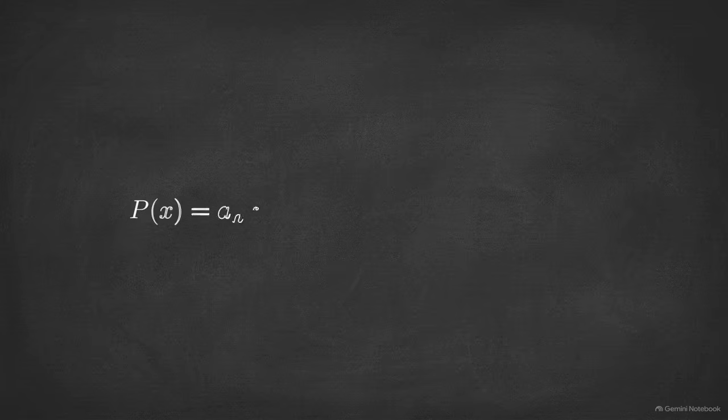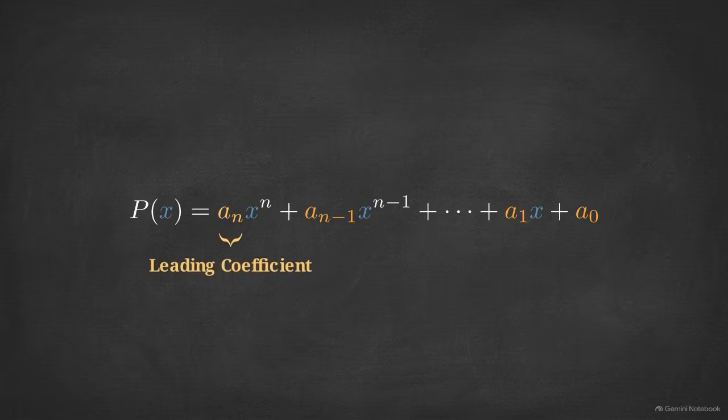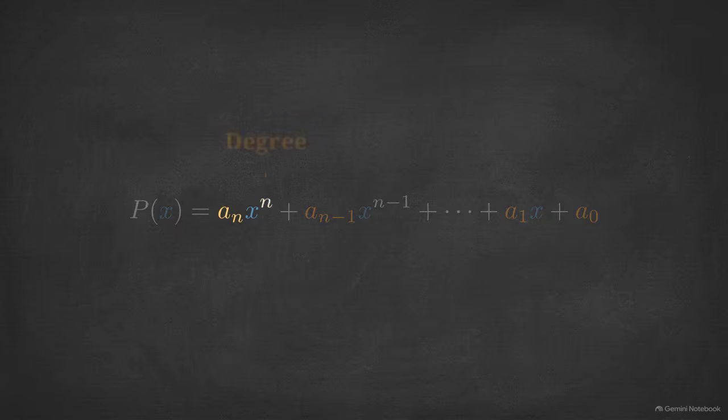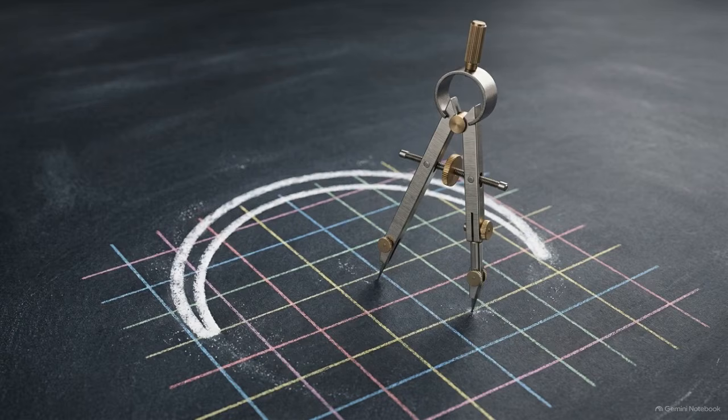We organize this tool using a standard general form, which lists the variable x, the coefficients, and a leading coefficient that determines the start of the expression. The highest exponent in the expression is the degree of the polynomial. This degree acts as the architect of the curve, dictating the fundamental geometric shape the equation will trace.